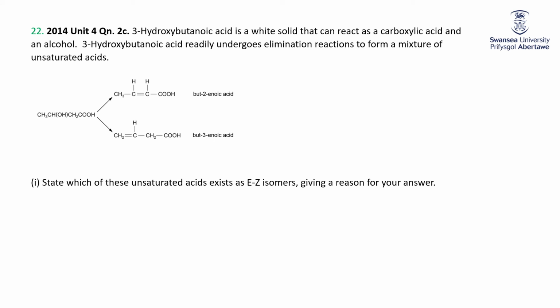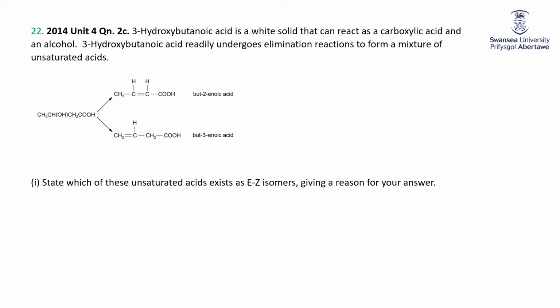Another question that could not appear in any other worksheet all by itself, and seeing as how it involves elimination reactions, might as well discuss it here. So we've got a hydroxybutanoic acid right there, which has a carboxylic acid, that's the acid group, and an alcohol, that's the alcohol. The alcohol can undergo elimination reactions, so a dehydration reaction, to make these two acids. So which of these acids exist as E/Z isomers?